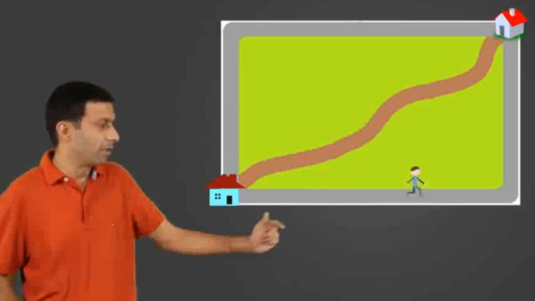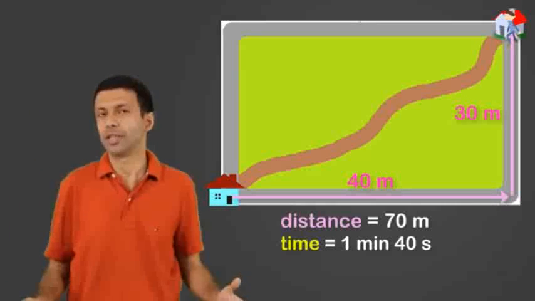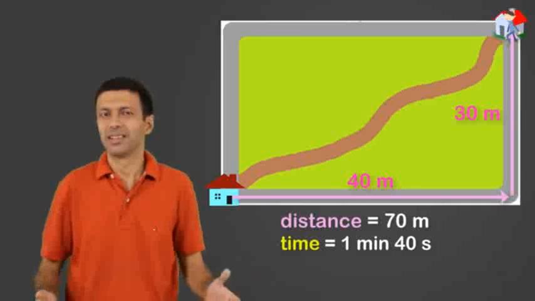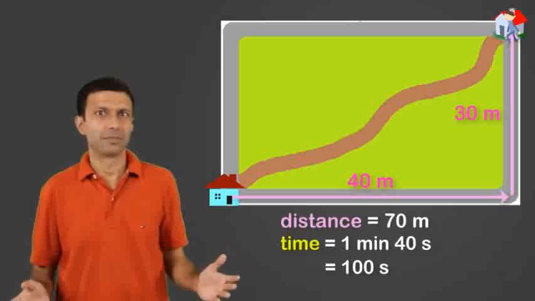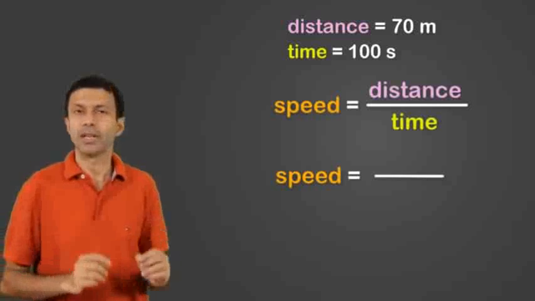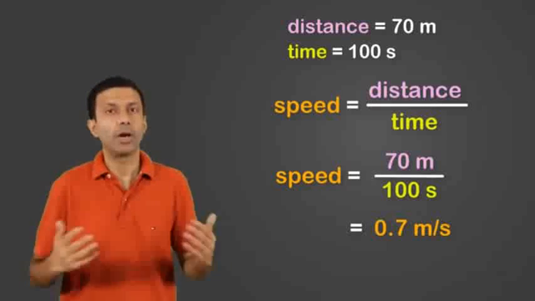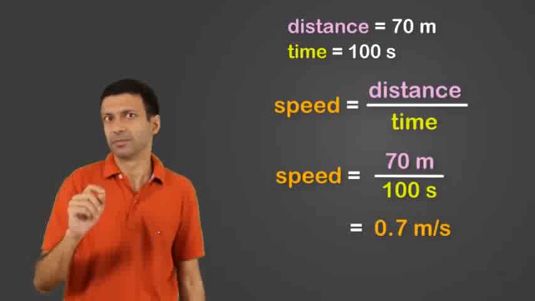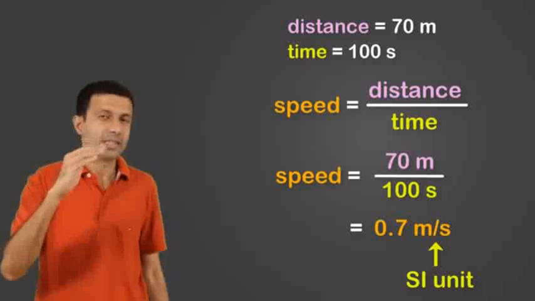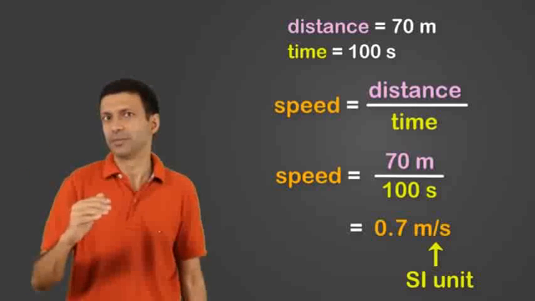The distance we had traveled was 70 meters. Now let's say you took 1 minute 40 seconds to reach your friend's house. So how many seconds is that? That's right, 100 seconds. Now let's plug in the values and calculate your speed. So speed is going to be 70 meters by 100 seconds. So that's 0.7 meter per second. So that's the SI unit of speed because it's distance by time. So the unit is meter per second.